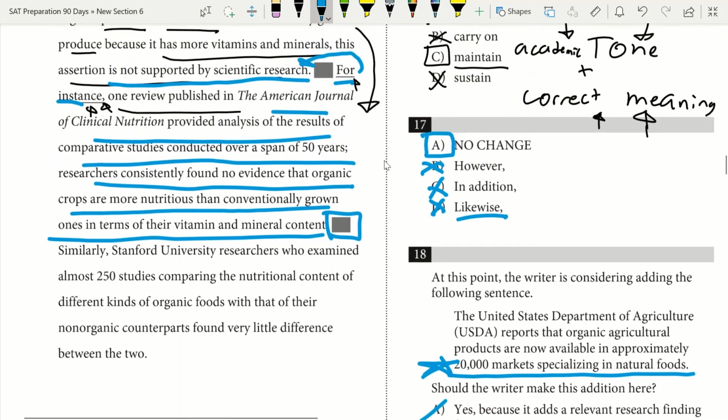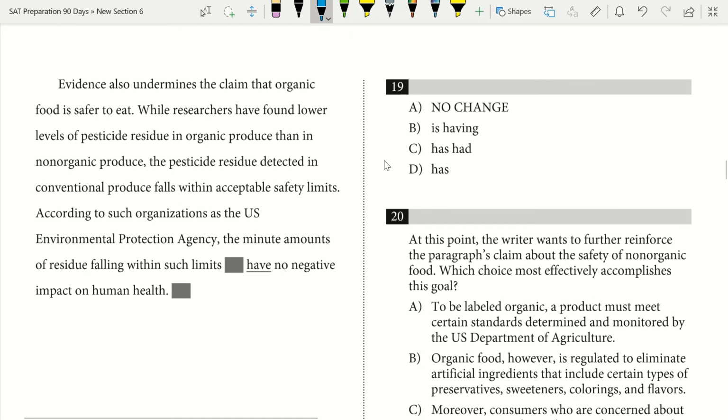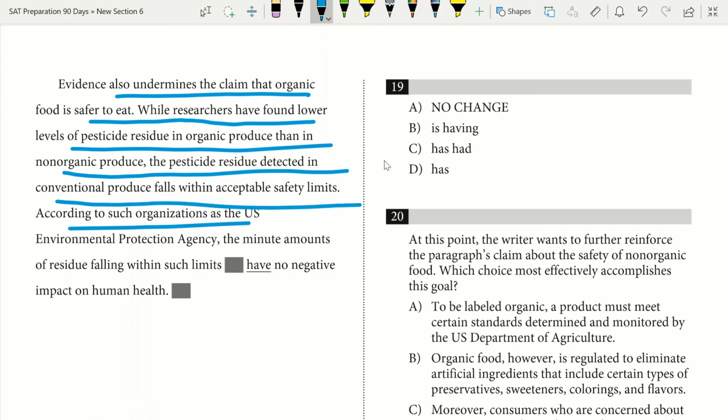All right, so now we've got question 19. Let's work our way down to our next paragraph. We have: evidence also undermines the claim that organic food is safer to eat. Researchers have found lower levels of pesticide residue in organic produce than in non-organic produce. The pesticide residue detected in conventional produce falls within acceptable safety limits. According to such organizations as the U.S. Environmental Protection Agency, the minute amounts of residue falling within such limits have no negative impact on health.